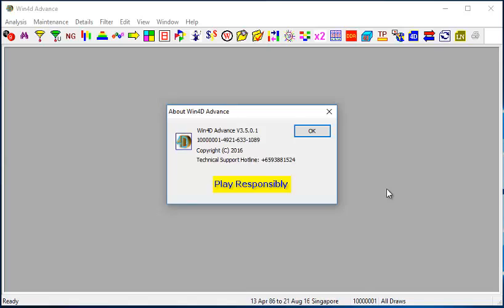So I strongly encourage you, if enhancing your winning chance is your priority, the sooner you upgrade and the sooner you extend your Win4D Advance maintenance support, the sooner you experience the difference.